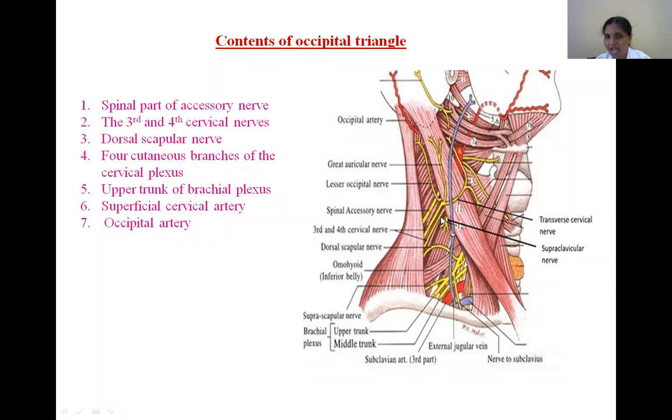Just below and parallel to this spinal accessory nerve, the C3 and C4 nerves descend and disappear beneath the trapezius muscle. Beneath the trapezius, the spinal accessory and C3, C4 form a plexus. That plexus supplies the trapezius. Then the upper trunk of the brachial plexus. We'll see the brachial plexus in detail. Then the superficial cervical artery, then the occipital artery close to the apex. These are the important contents of the occipital triangle.